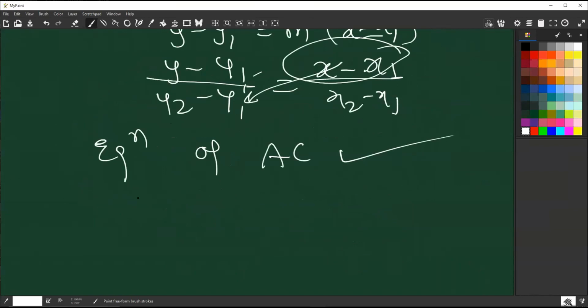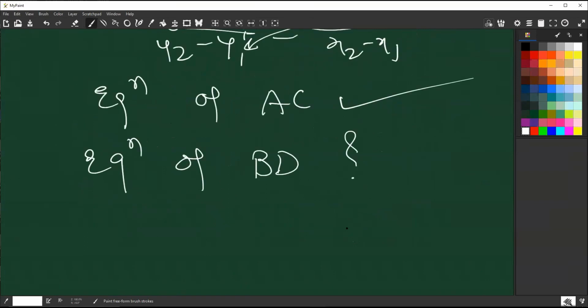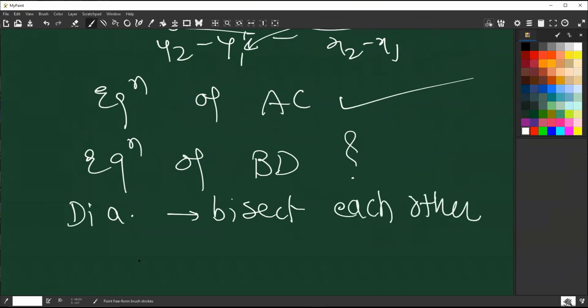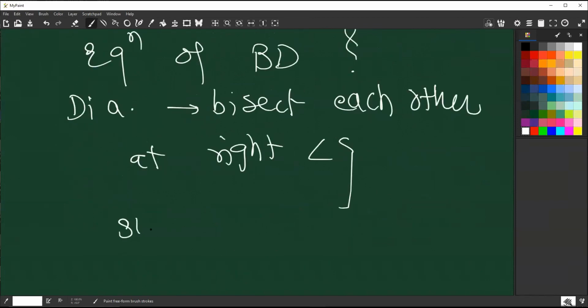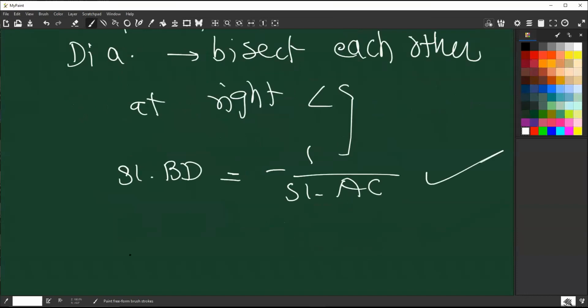Okay, now I want the equation of BD. How do we find it? Diagonal BD. Who will tell me? Correct. Diagonals of a rhombus bisect each other at right angles. At right angles, meaning slope BD will be minus 1 upon slope AC. I have the slope of AC, which means BD's slope also comes.